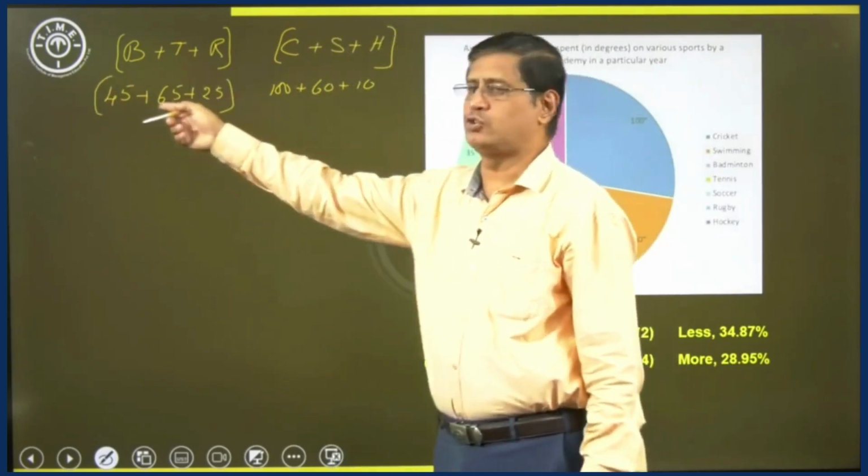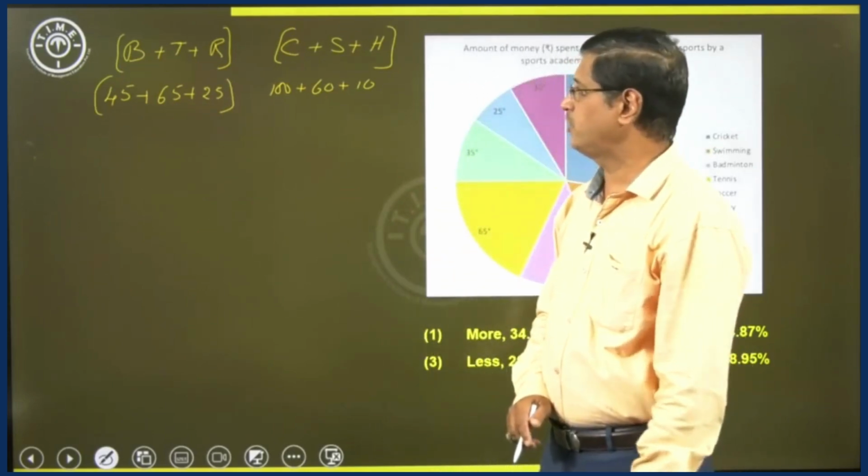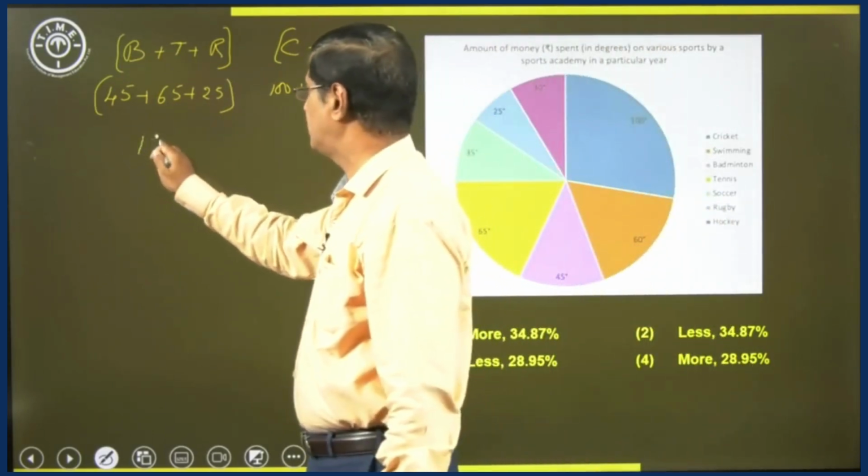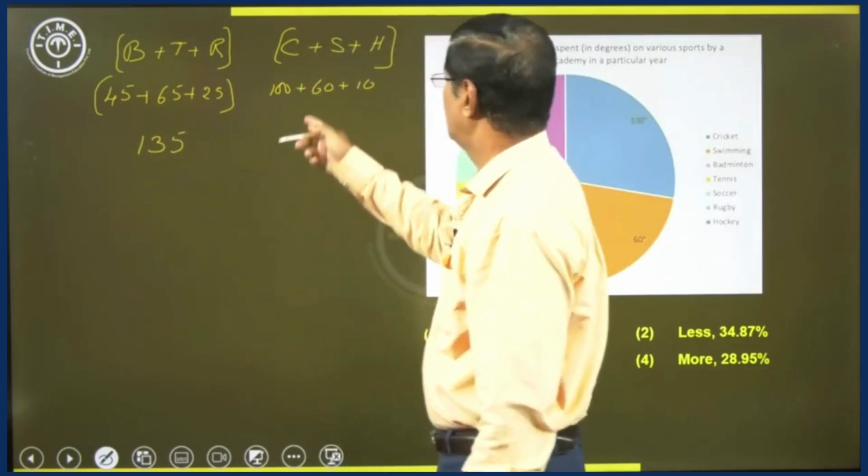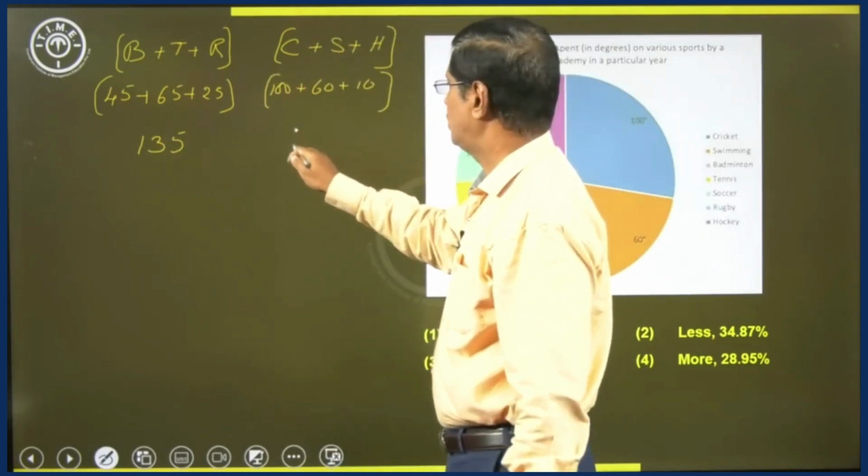How much is the sum of these values? 65 plus 45, that is 110. 110 plus 25, 135. By adding these values, it will give 170.